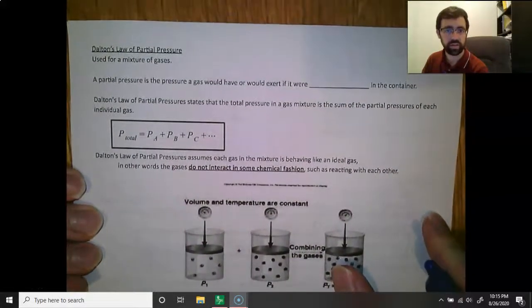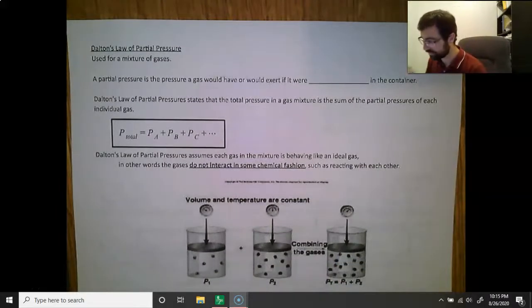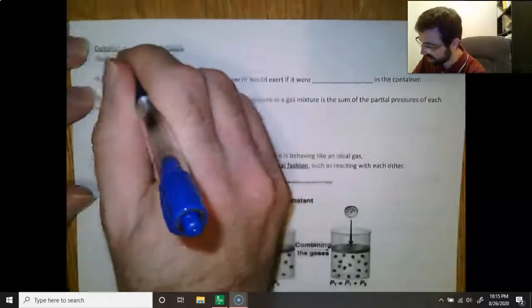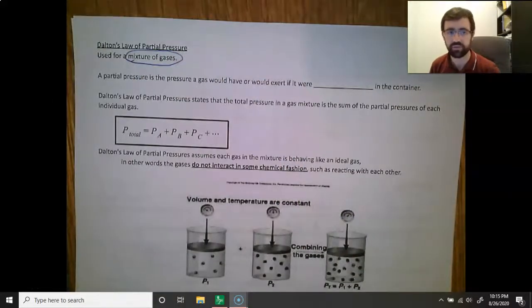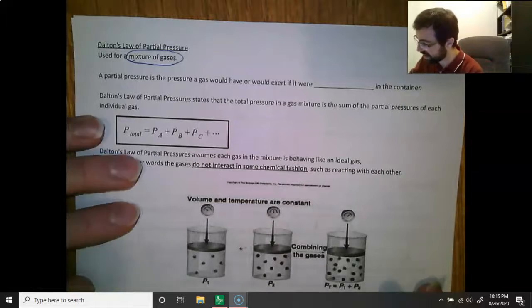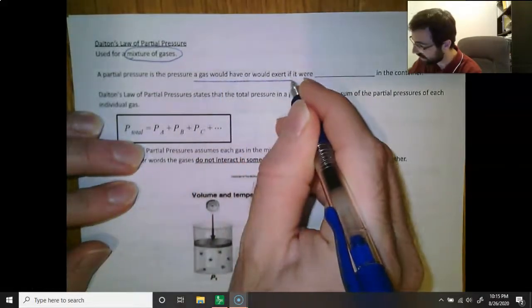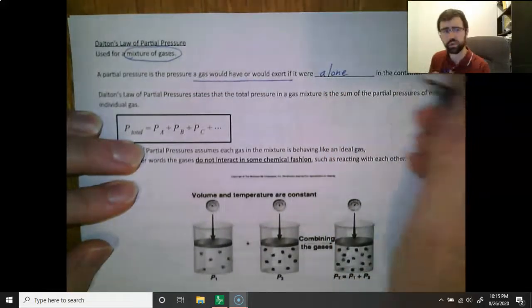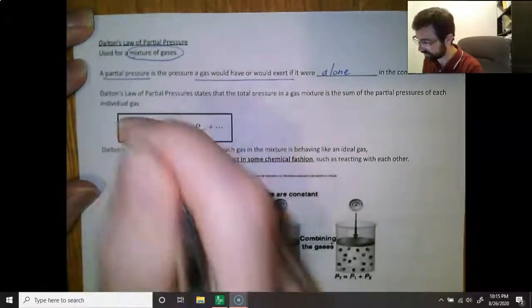And Dalton's law of partial pressure. We talked about this a little bit last year. This is used when we have a mixture of gases. You do not use this for just one gas. It's a mixture of gases. A partial pressure is the pressure a gas would exert if it were alone in the container. If it were the only gas in the container, how much pressure would it have? That's what a partial pressure is.